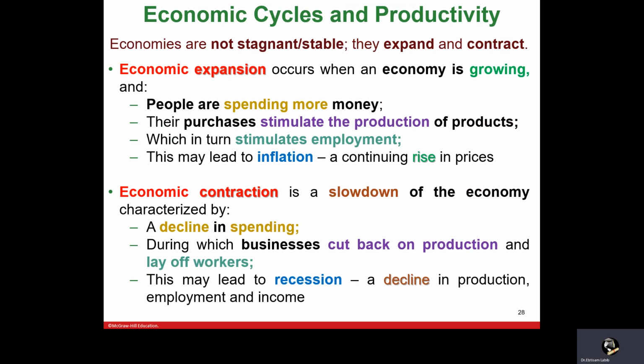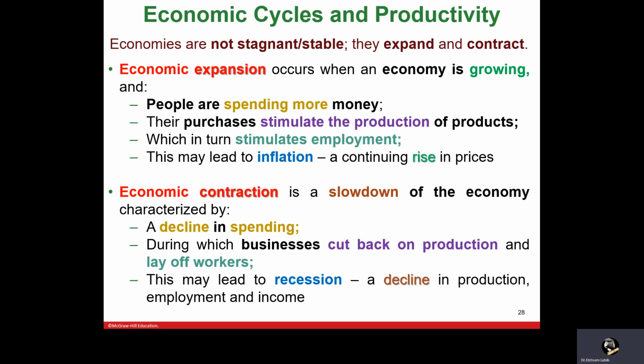The last thing that we will cover today is economic cycles and productivity. We can say that economies are not stable or stagnant; they sometimes expand and they can contract. When they expand, we get economic expansion, which occurs when an economy is growing. What happens then? People have more money, so they can spend more on purchasing products, and that will increase the demand.